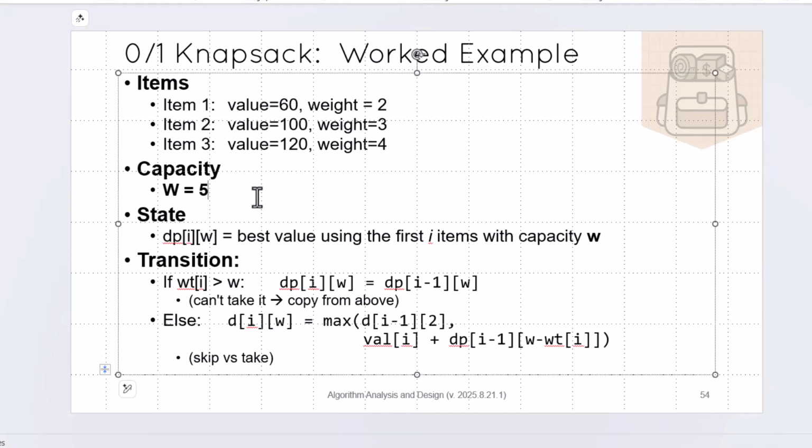That's the weight capacity. So state DP[i][w] is the best value using the first i items with capacity w. The transition: if the weight of item i is greater than w, then DP[i][w] equals DP[i-1][w]. In other words, we can't take it, so we copy the value from above and leave it alone. Otherwise, if the weight is not greater than the capacity remaining, we find the max. That means skip versus take.